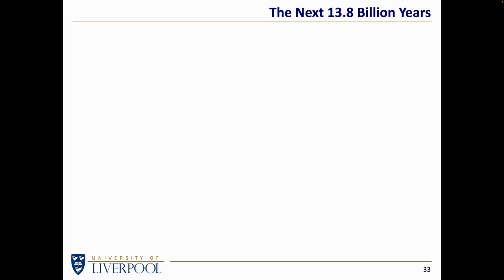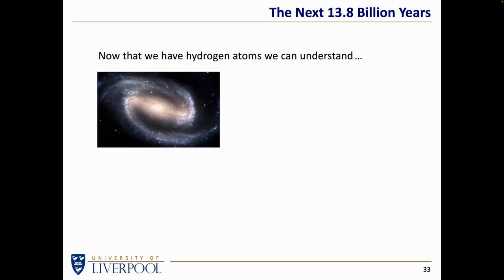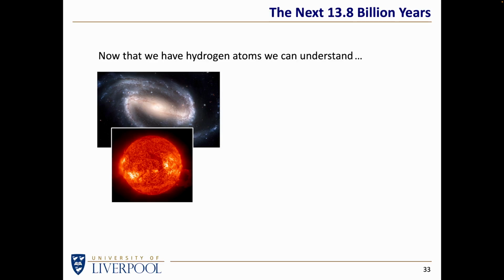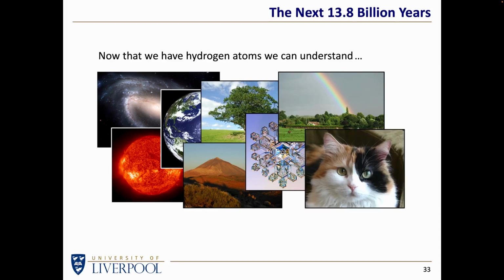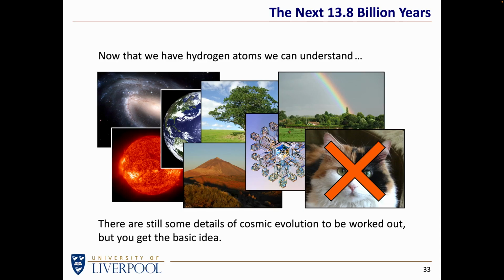So what about the next 13.8 billion years? Well, now that we have hydrogen atoms, the Big Bang Theory tells us where the hydrogen comes from, and that is the fuel for all of the stars that we see in the observable universe. Now that we understand where hydrogen comes from, we can understand the existence of galaxies and stars within the galaxies, and we can understand planets and trees and mountains and snowflakes and rainbows and cats, and okay, maybe not cats. I'm not sure we'll ever understand cats, but basically once we have got a handle on where the hydrogen comes from, then we have a chance of understanding everything else.